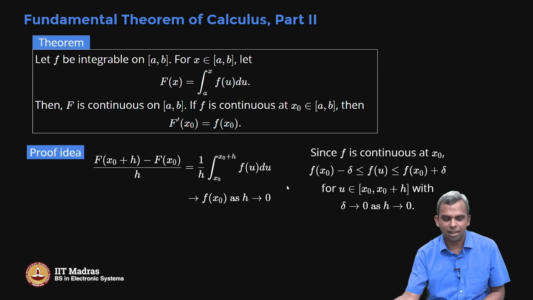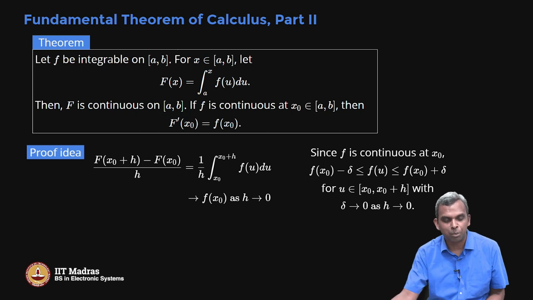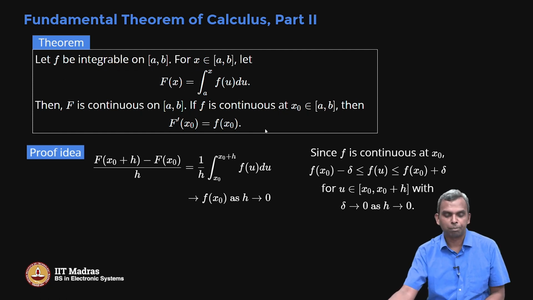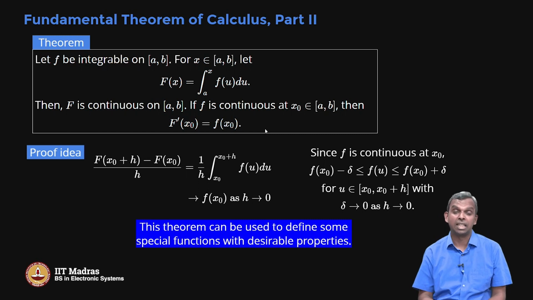I mean, the main idea, the proof is not so important, but this idea is very important: when you define a function like this, this capital F becomes like an antiderivative for f, small f. Okay, so that's a wonderful idea. Okay, how are we going to put it to use? We can use it to define some special functions with desirable properties.